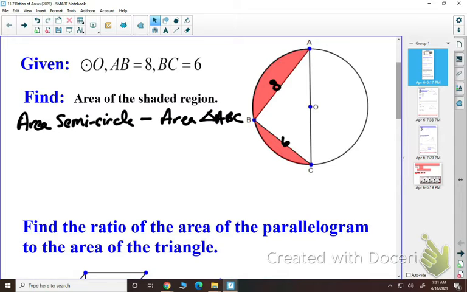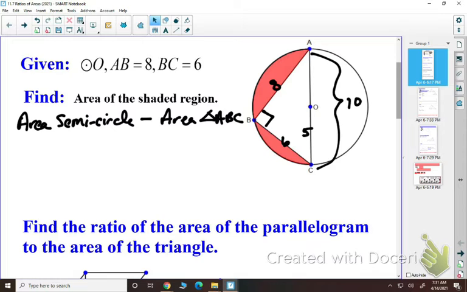Now, in order to find its area, I need the radius. But we know from a previous chapter that any angle inscribed in a semicircle is a right angle. So that means that angle B here is a right angle. Using a multiple of my Pythagorean triples, if one leg is 6 and one leg is 8, that's a multiple of the 3, 4, 5 triple. So that tells us that the diameter of the circle is 10, which implies that the radius is 5.